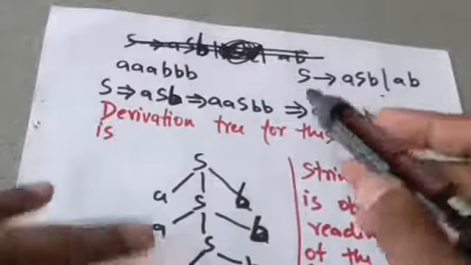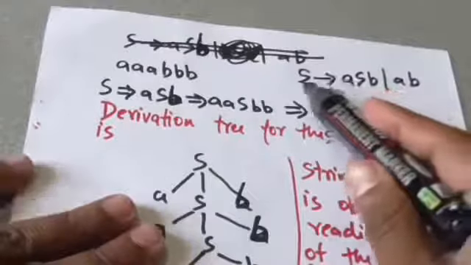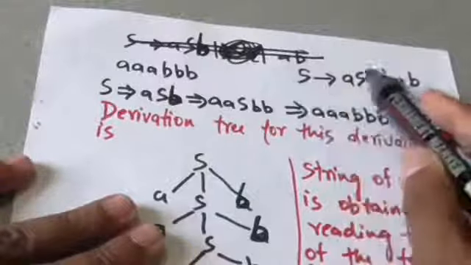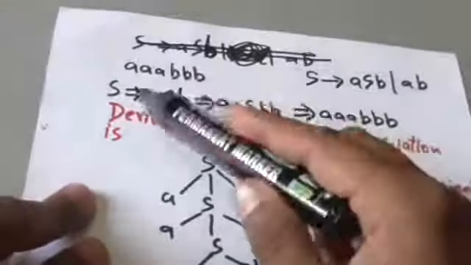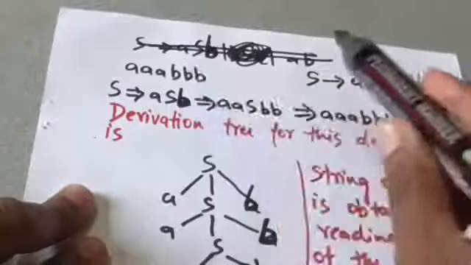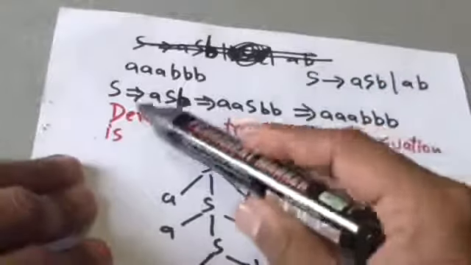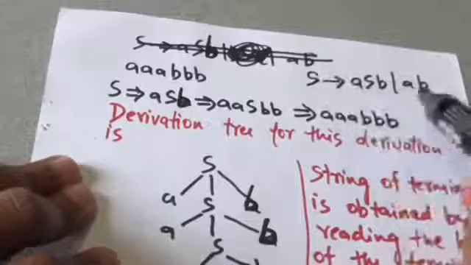Now suppose there is a grammar whose production rules are these: S derives aSb or S derives ab. Now there is a string aabb, right? Now it is the derivation of this string by using these production rules.